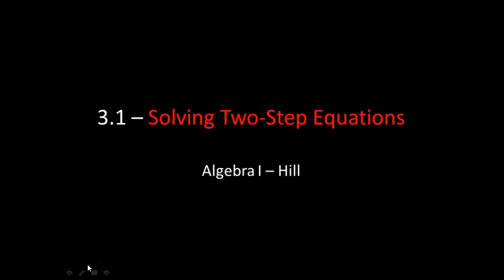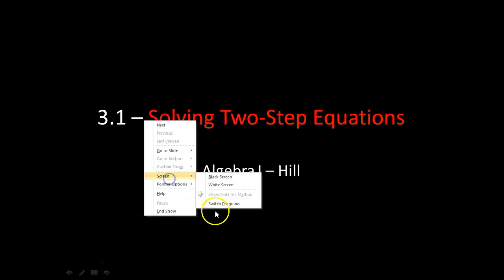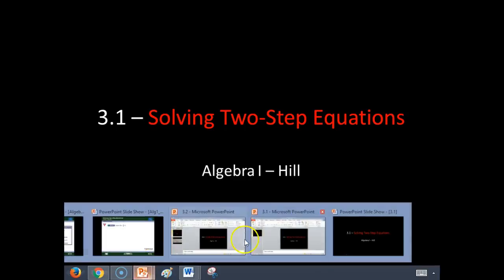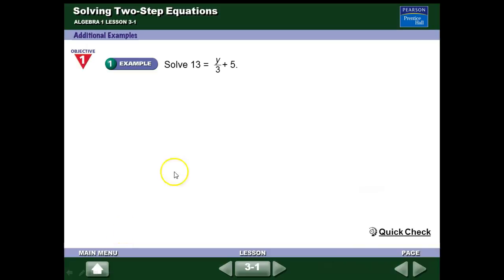Today we are working on 3-1, which is solving two-step equations. We're going to jump into some examples right away. So taking a look here, first example says solve 13 equals y over 3 plus 5.